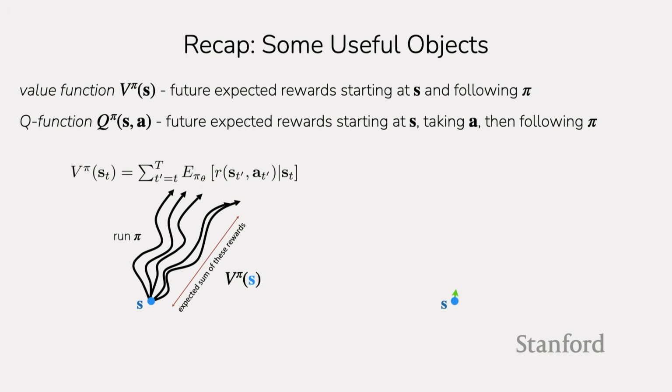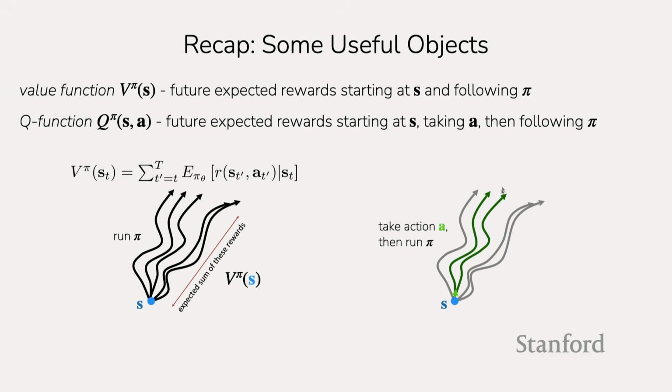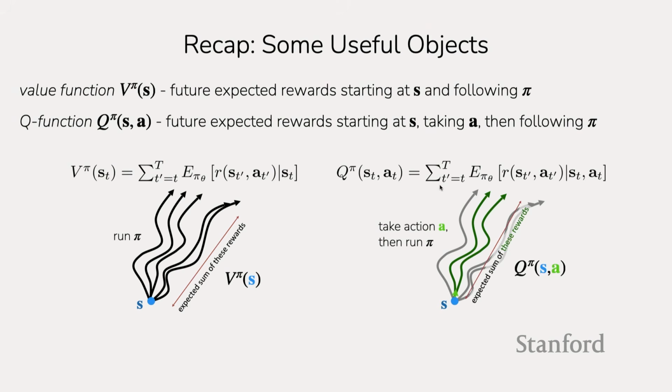And then for the Q function, instead of starting at S and running the policy, we'll start at S, take A, and then run the policy. And so we will then be averaging over the trajectories, averaging the sum of rewards over the trajectories that were kind of a result of running the policy after taking action A at state S. We can write this as, again, the sum over the future rewards, conditioning on starting in state S, taking action A, and then running the policy in the future.